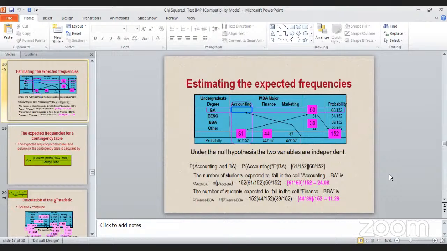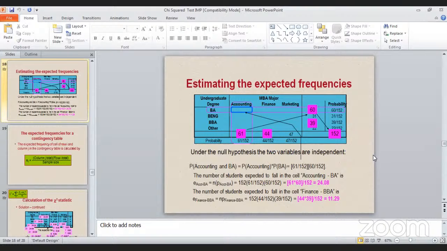Now to calculate the expected frequency, you have to use this. I don't want to get into that. Probably the simple way of calculating it is row total multiplied by column total divided by the grand total. Probably you remember these words. So for filling every cell of the expected frequency, the formula is row total multiplied by column total, then divided by the grand total.